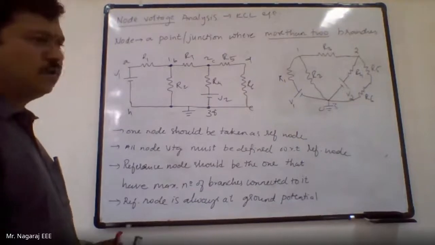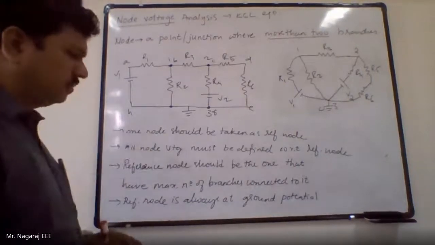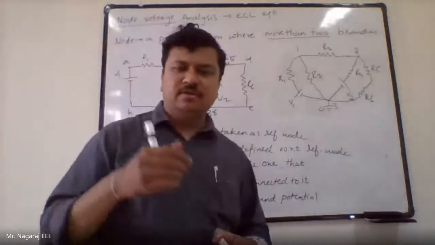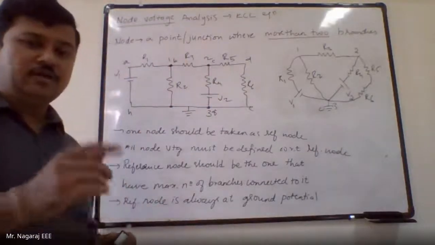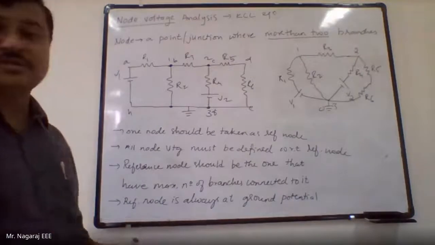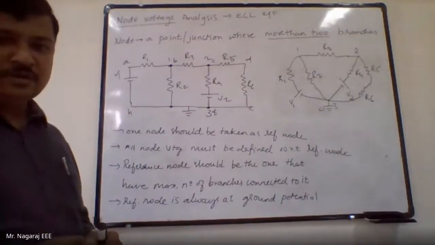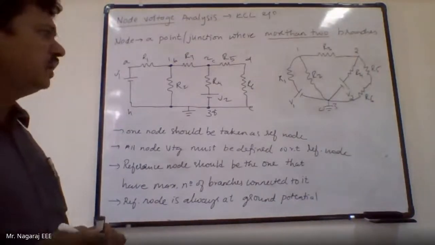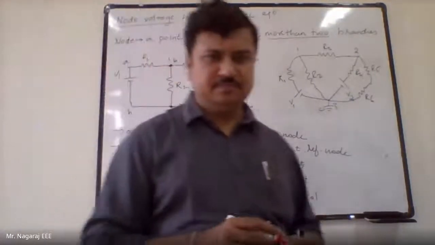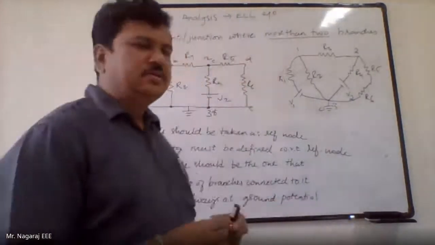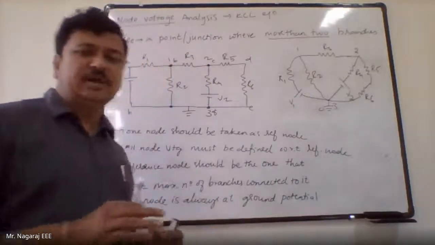Now, next what should I do? Now I have recognized the nodes. I have defined the reference node. Next, I should assign the branch currents. Now how should I assign the branch currents? You assign in any way. There is no harm. Just make sure that in each branch there is a current.